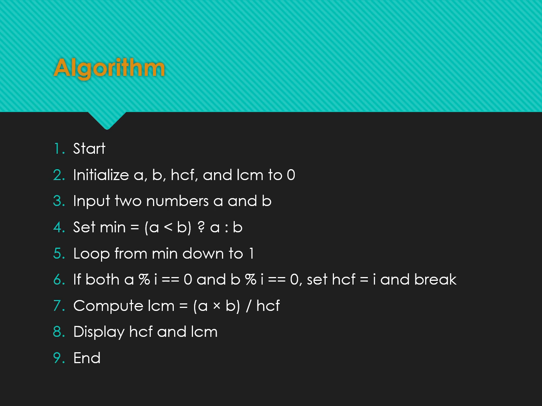Here's the step-by-step algorithm. Start by initializing the variables. Input two integers from the user. Determine the smaller of the two values. Loop backwards to find the highest number that divides both, which is the HCF. Then calculate the LCM using the formula, product of a and b divided by HCF. Finally, display both values to the user and end the program.